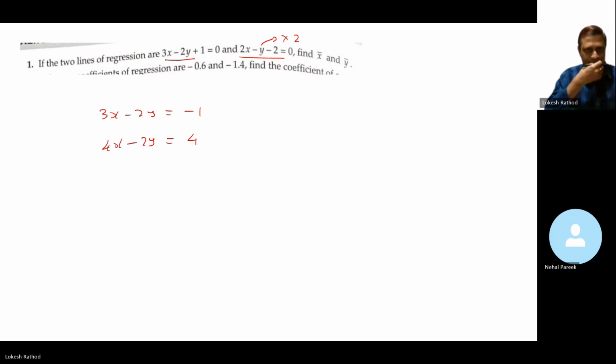So 3x minus 2y is equal to -1. And this line, let's multiply by 2 so that we can eliminate y. So 4x minus 2y is equal to 4, correct? I multiply by 2. Fine. So what is x and what is y? Solve it.